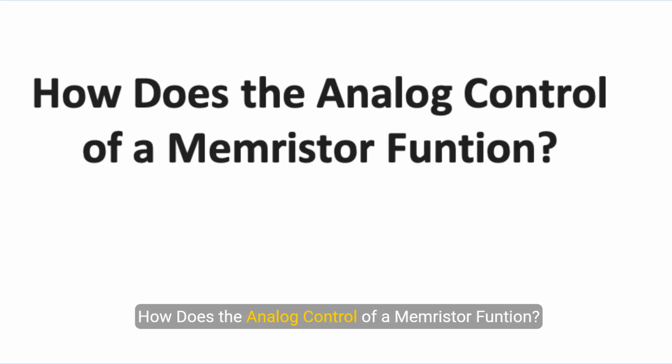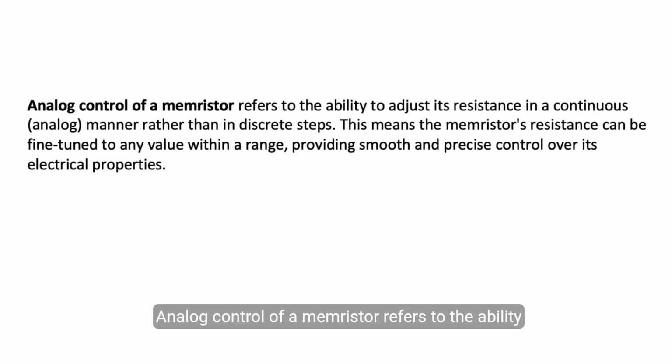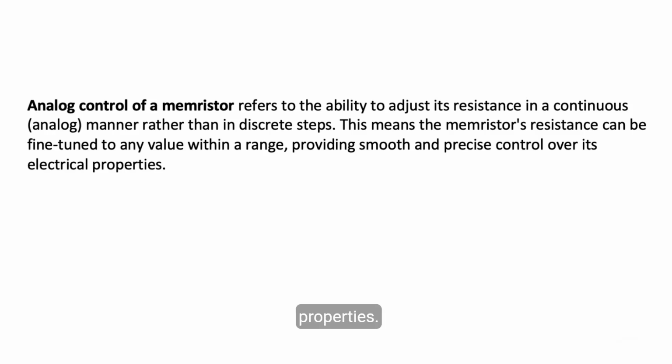How does the analog control of a memristor function? Analog control of a memristor refers to the ability to adjust its resistance in a continuous, analog manner rather than discrete steps. This means the memristor's resistance can be fine-tuned to any value within a range, providing smooth and precise control over its electrical properties.